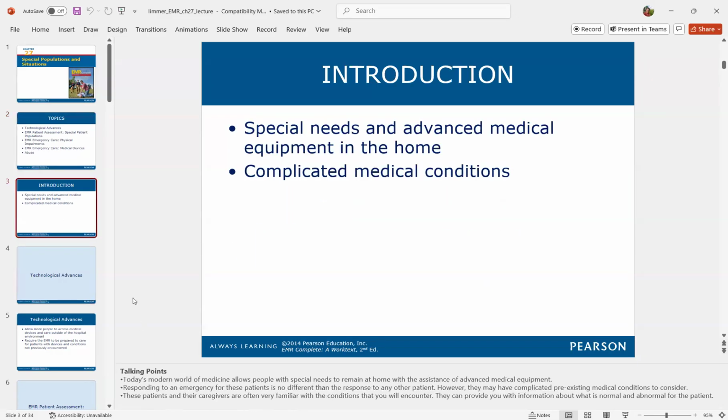Today's modern world of medicine allows a lot of people to stay at home with special needs on these assisted advanced medical equipment devices that we have no idea how to use, right? So responding to an emergency care of these patients is no different than responding to other patients. However, they may have some complicated pre-existing medical conditions that we have to consider. These patients and their caregivers are often very familiar with the conditions that you're going to encounter, and they can provide you information for what is normal and what is not normal for these patients typically.